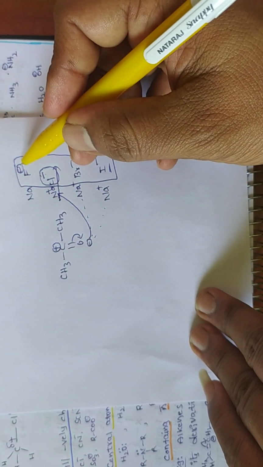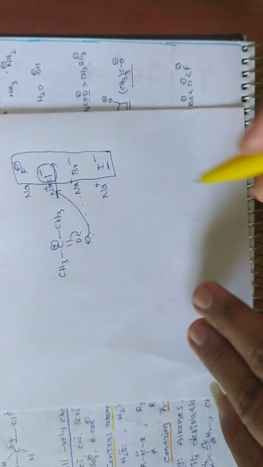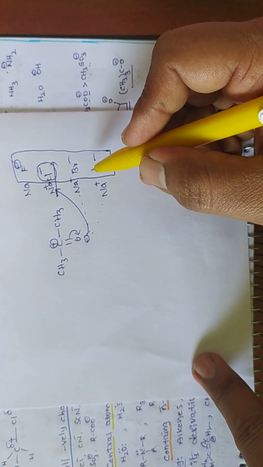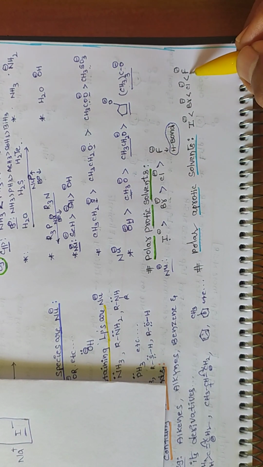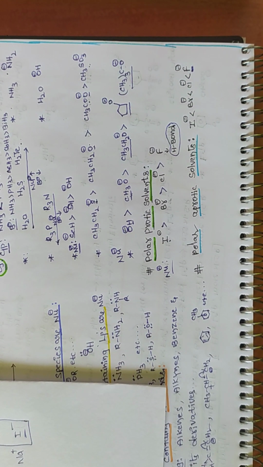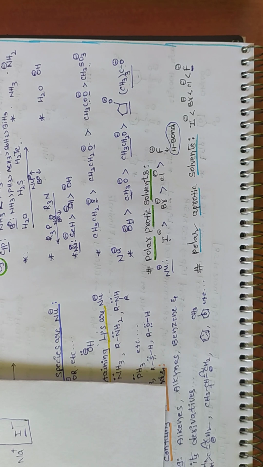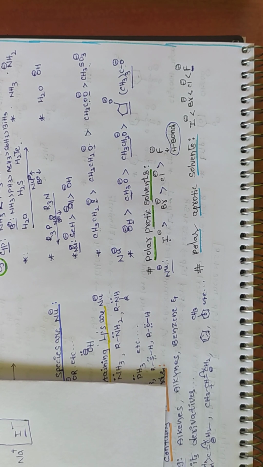Among these anions, which is more reactive? Fluorine is the more reactive. So the reactivity is more. That means fluorine can donate the electrons easily to the electron deficient centers in polar aprotic solvents. Okay.